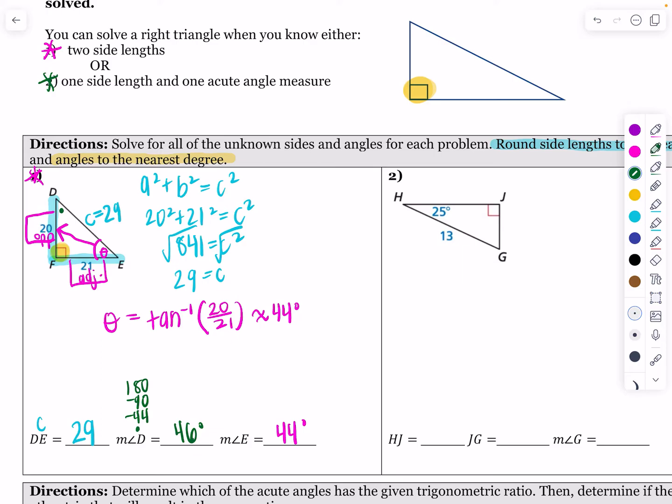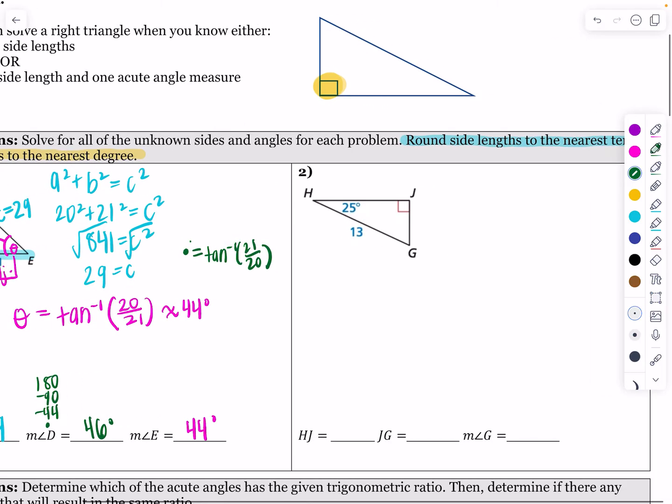I do want to show you, though, that we could have used trig from this angle and done opposite over adjacent. Had I used trig, this angle is equal to inverse tangent of 21 over 20. When I type that in, I get a decimal, 46.3, but that would round to 46 degrees. So I get the same thing whether I use trig or the triangle angle sum theorem. So we have found all the sides, and we have all the angles now.